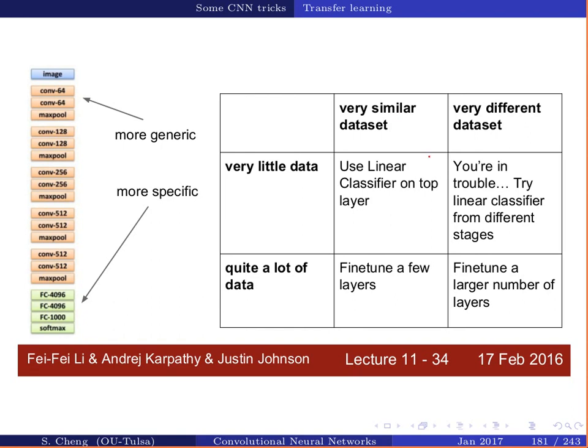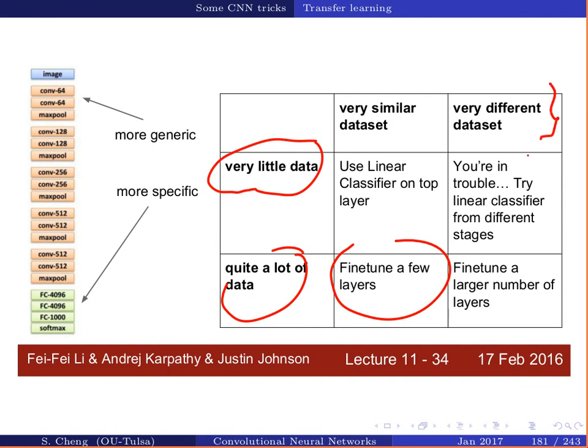If you have a very similar data set and very little data, then you can just work on the last layer. As I mentioned, you can add a different fully connected layer, or do some average pooling, or even a linear classification like SVM, to have a classifier custom for your data set. If you have a little bit more data, then you can fine tune a few more layers. But if you have a very different data set, then you probably need to fine tune more layers, and hopefully you will have more data for that.